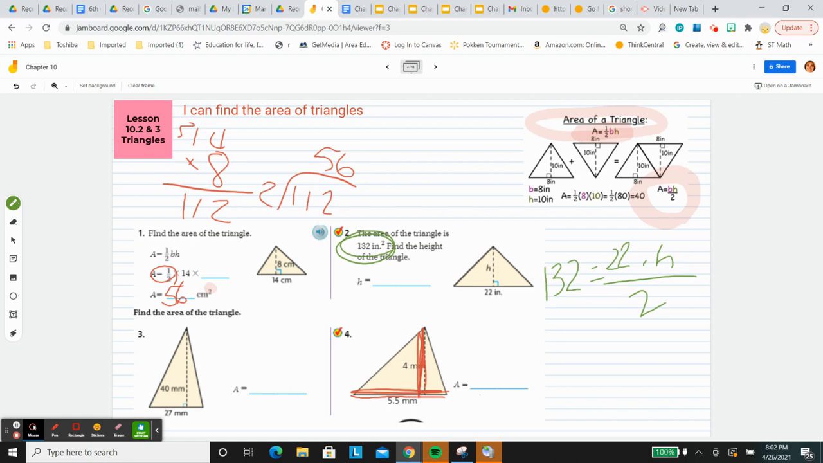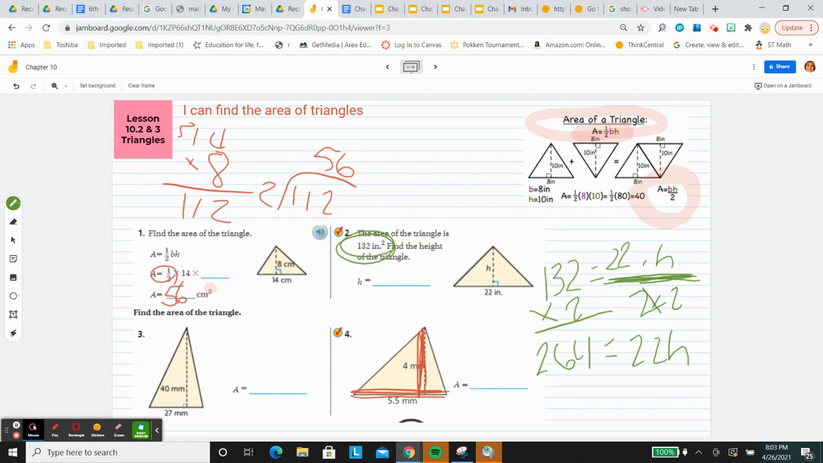So the first thing that we're going to do is we're going to take 132 and we're going to times it by 2. The reason we're doing that is because I need to get rid of this. This is a divide line here. I'm dividing. So I'm going to divide by 2. But the opposite of divide in algebra is to times. So I'm going to times this by 2. I get 264. Okay? Equals 22H. Okay? You understand what I'm doing?